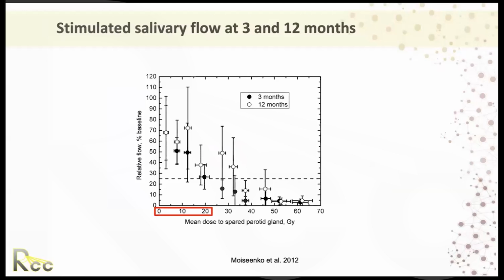We're going to talk about all these organs at risk in our subsequent talks and what doses to keep them to. Most of us try to keep that mean spared parotid dose to less than 26 gray. But you really want to spare that one parotid as much as possible. This is the mean dose to the spared parotid gland, showing relative salivary flow over baseline as patients recover salivary function. The black dots are at 3 months, the clear dots are at 12 months post-treatment. You can see the more you spare that contralateral salivary gland, the better the recovery of salivary function.